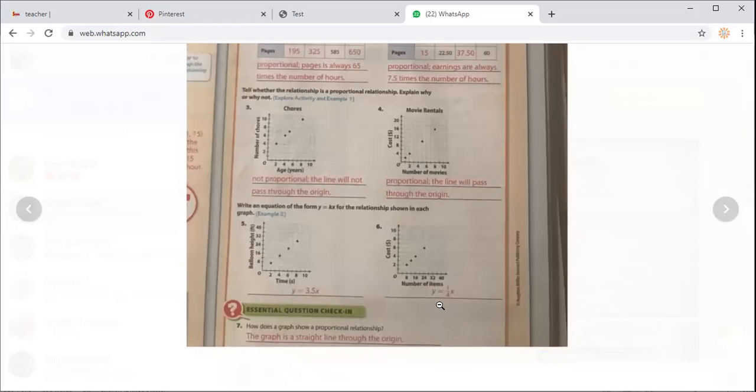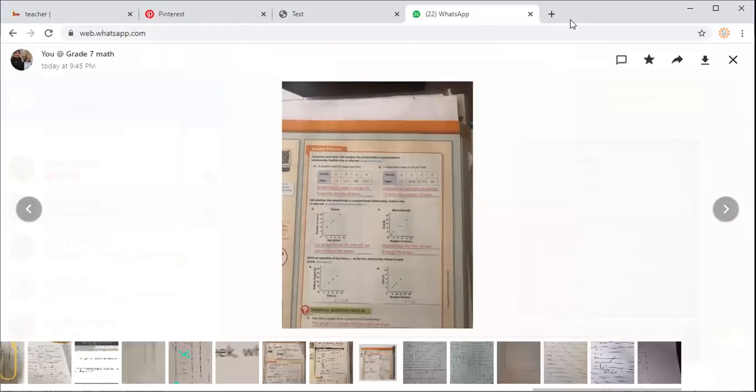Then, how does a graph show a proportional relationship? The graph is a straight line through the origin point. Okay, grade 7.